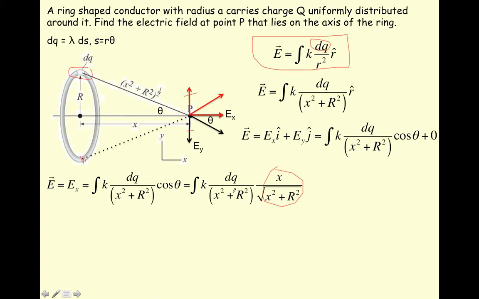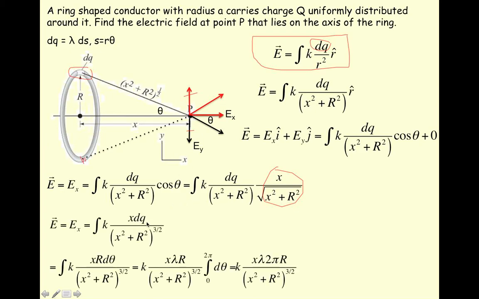But one thing you should notice here is that all of these guys are constant. At this point here, x is constant, does not vary, and r is constant. So in fact, all of these guys go out of the integral with the exception of dq. So what I should have here is all of this, and then I have to integrate over dq.